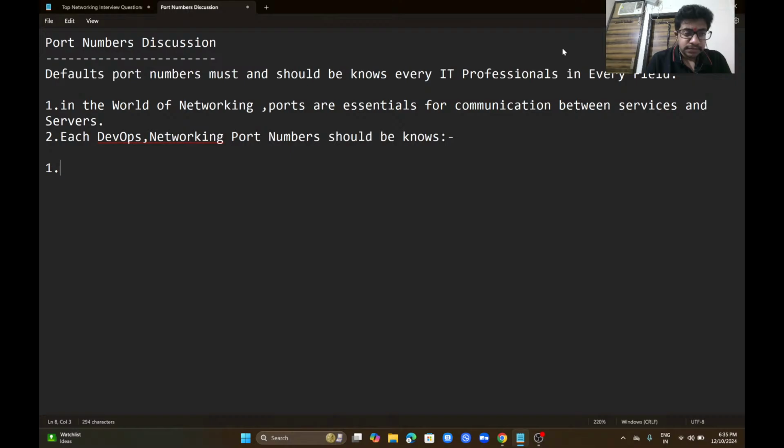First one, port 22. What is port 22? SSH means Secure Shell.